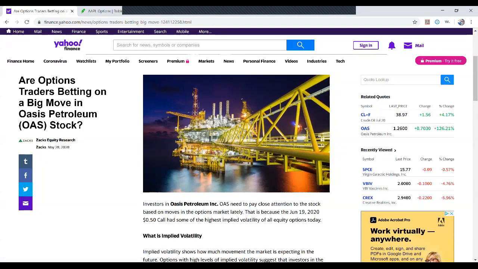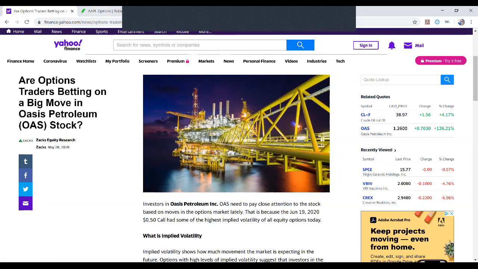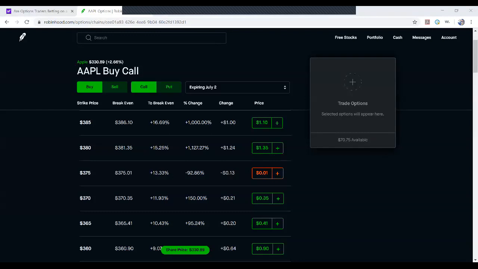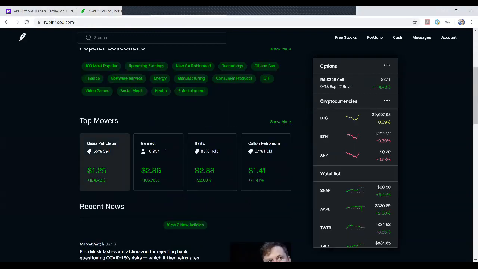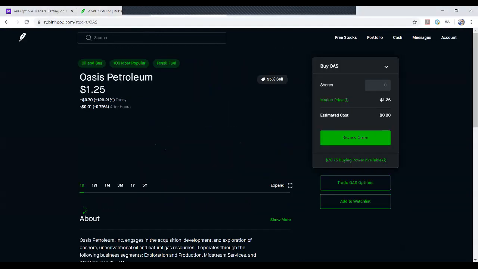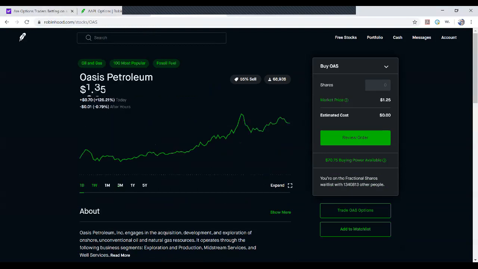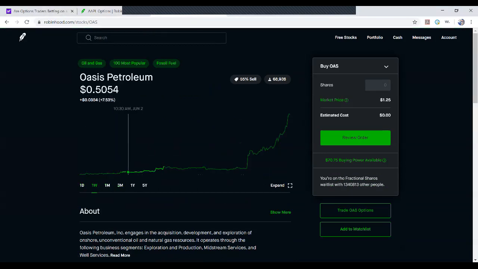Let's put it this way: if you had $100,000, would you put $100,000 in on a stock if you had no idea where the stock would go? Especially, this is a penny option stock. I'll pull it up right here. You can see Oasis is on the top movers page. This was trading at about 50 cents. You wouldn't put $1,000 in on 48 cents or so if you didn't know that it was going to rise. So they knew something was going to happen. There's no doubt about that.